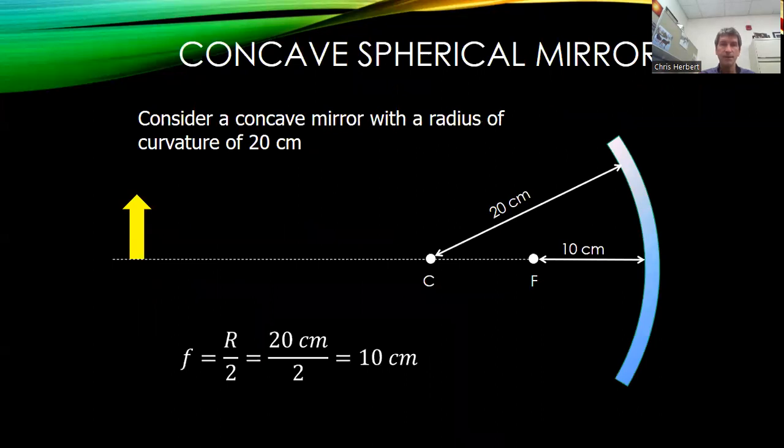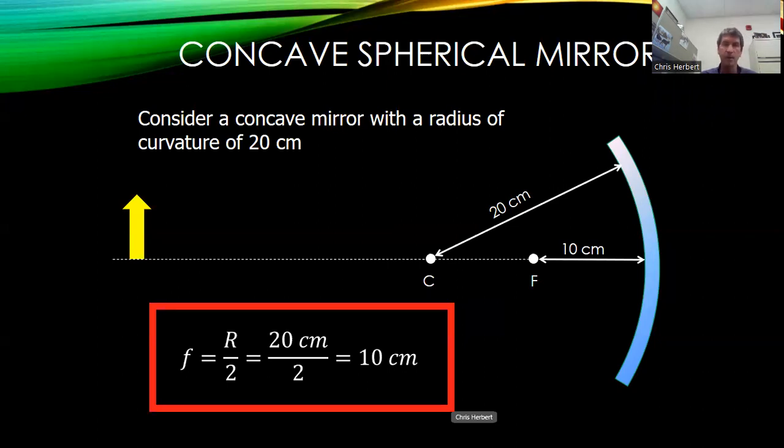So let's do an example here. We'll use this spherical concave mirror. We're going to use the same focal length for the different examples that we have. We have a radius of curvature of 20 centimeters. We divide that by 2, we get the focal length, it's 10 centimeters. And we'll use this to determine the position of an image for different object distances.